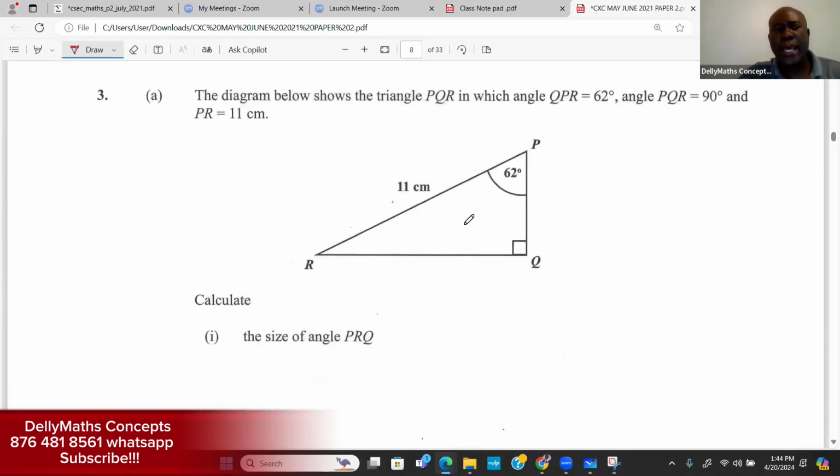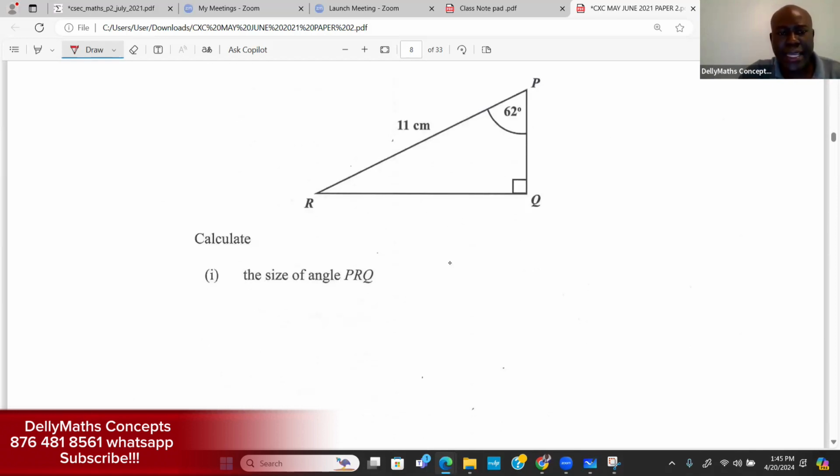Let's take a look at what a normal, typical number 3 question looks like. It says, the diagram below shows the triangle PQR in which angle QPR is 62, angle PQR is 90, and we have 11, which is PR. All right. So what they want us to do here is to calculate the size of the angle PRQ. They want this angle.